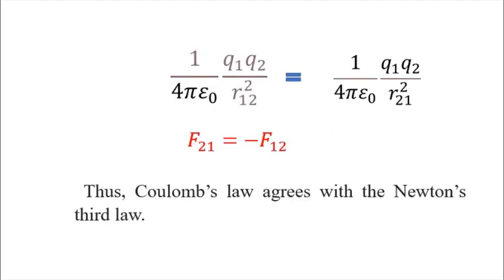From the diagram, it is seen that the force on charge Q1 due to charge Q2 is equal and opposite to the force on charge Q2 due to charge Q1. Therefore, F21 is equal to minus F12. Thus, Coulomb's law agrees with Newton's third law.